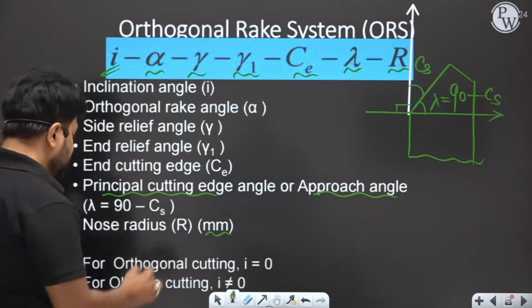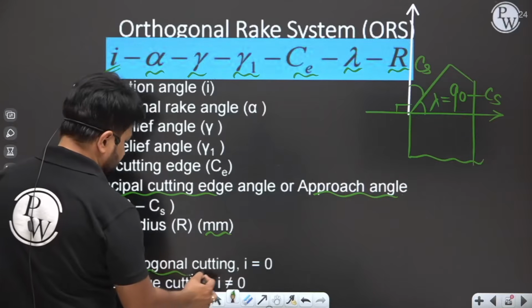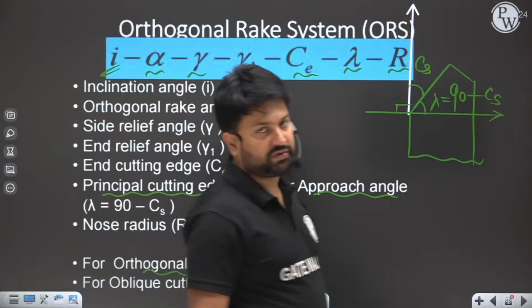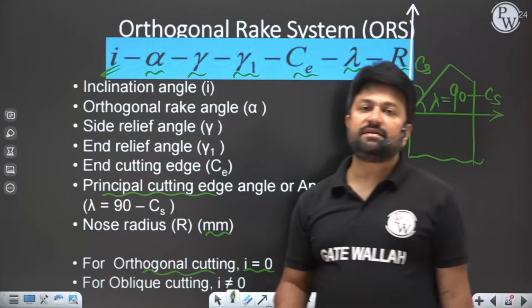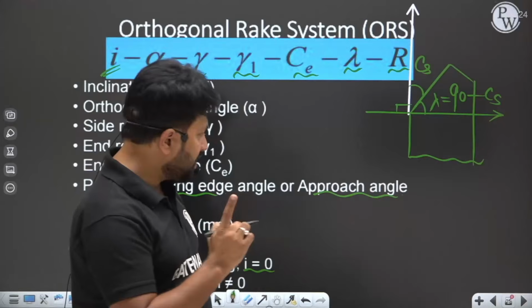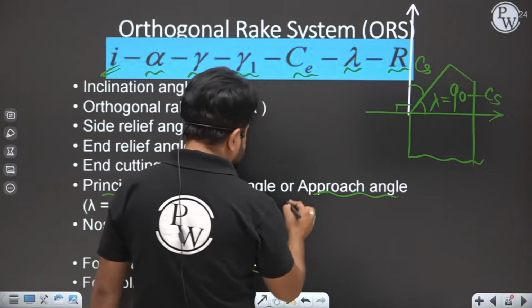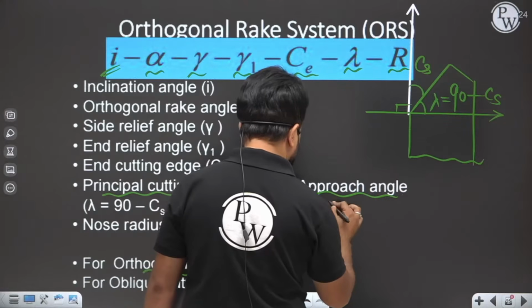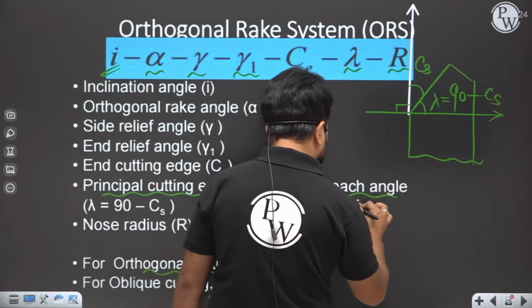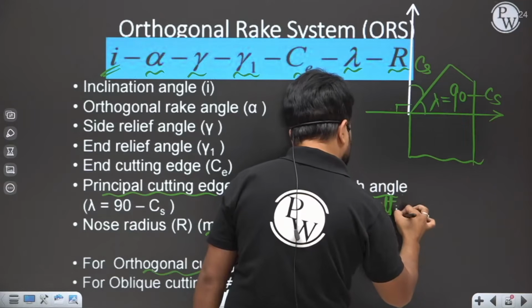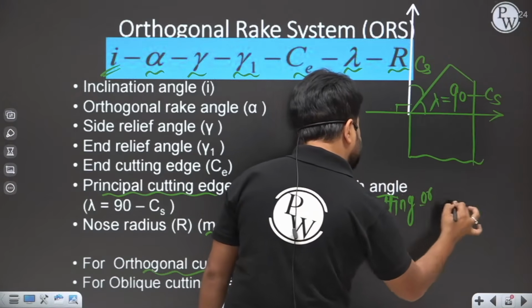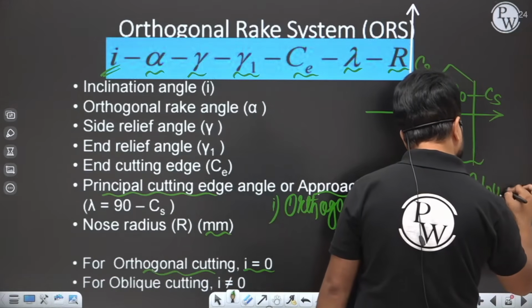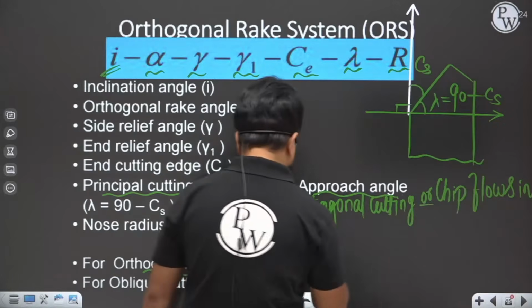Again, I tell you, if it is given that the cutting is orthogonal, then I is always 0. But in oblique cutting, I is never 0. But if I is 0, it doesn't mean that the cutting is orthogonal. Also, instead of saying orthogonal cutting, I will say chip flows in orthogonal plane.